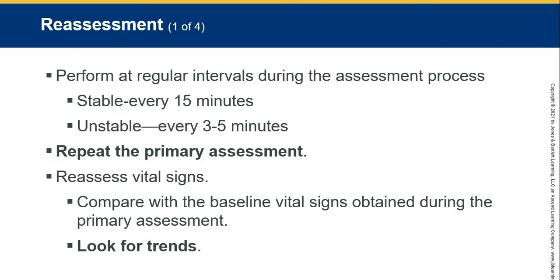Okay. Now you can go more per minute. So you can do every 5 minutes on a stable patient in real life, or you can do every 2 minutes on an unstable patient. But it needs to be at least every 5 minutes for unstable, at least every 15 for stable patients. And what you're doing on this reassessment, you're then going to repeat the primary assessment, which is going to be your ABCs, your airway, breathing, circulation. You have to repeat that and constantly repeat it.